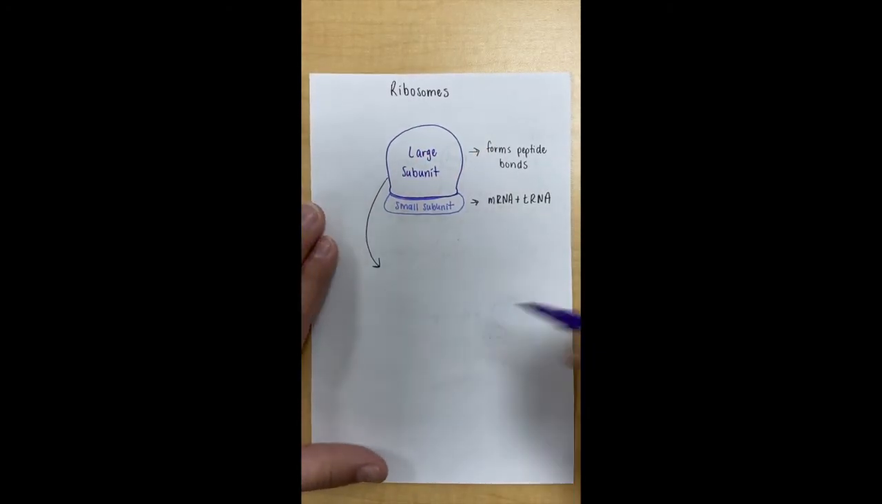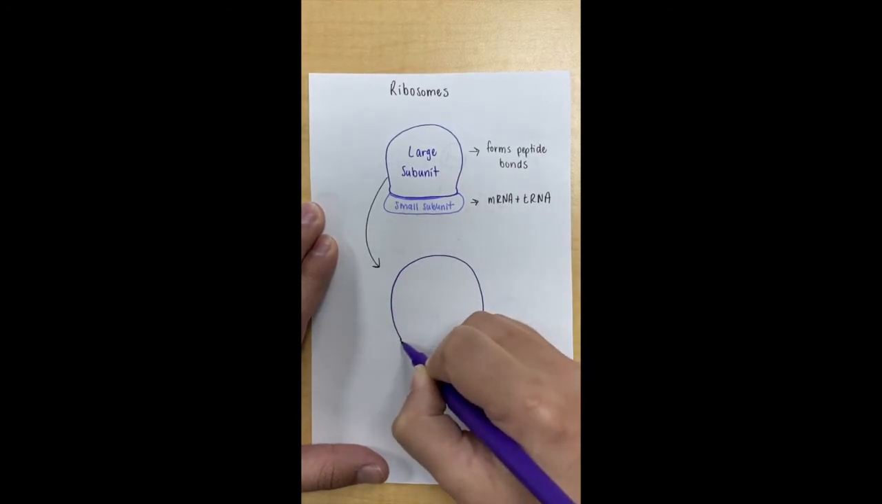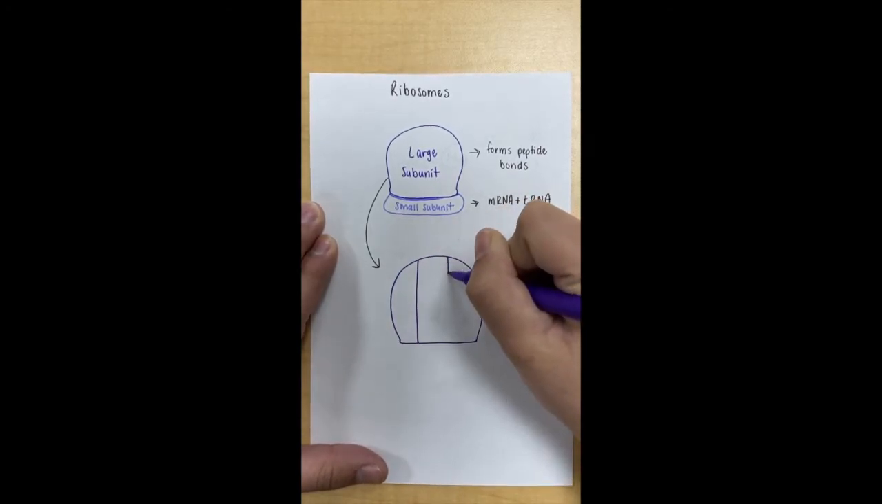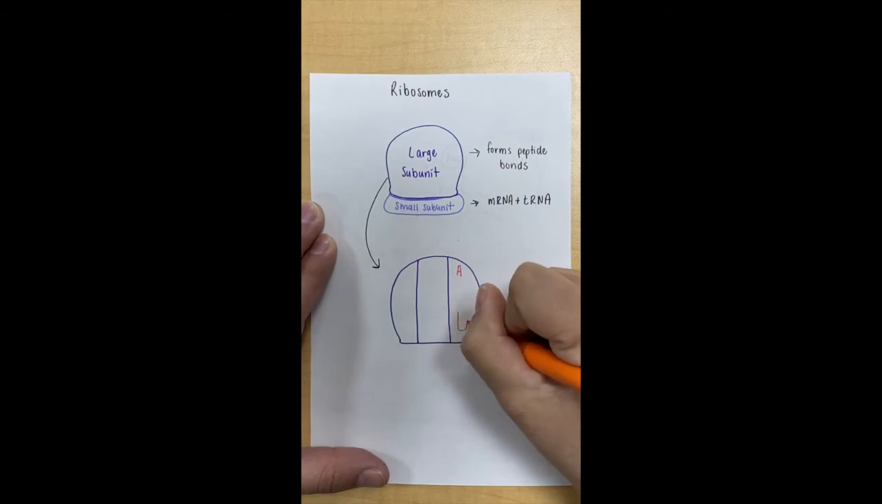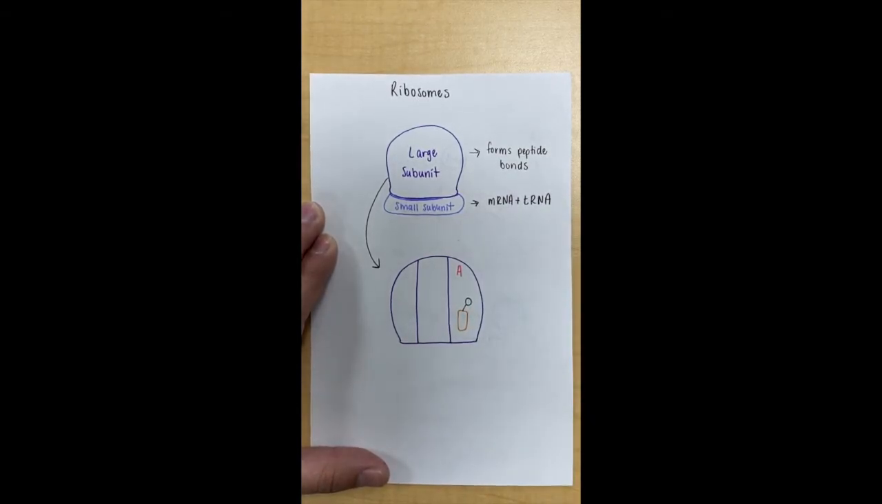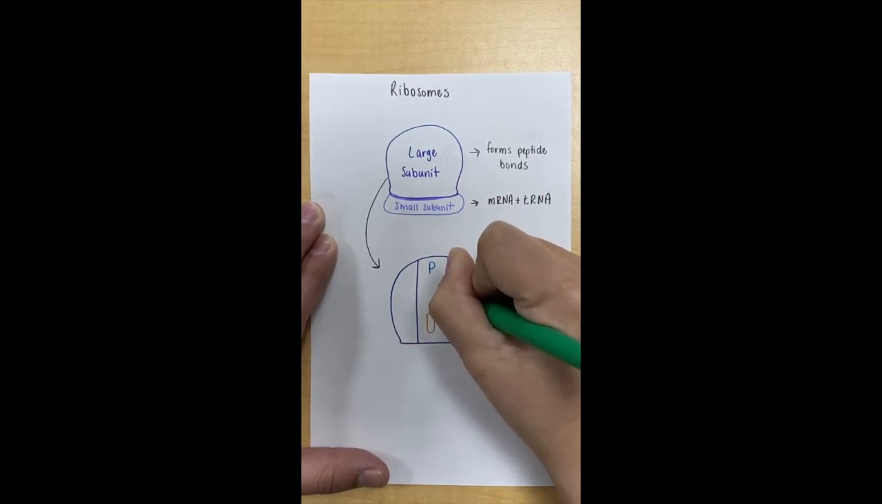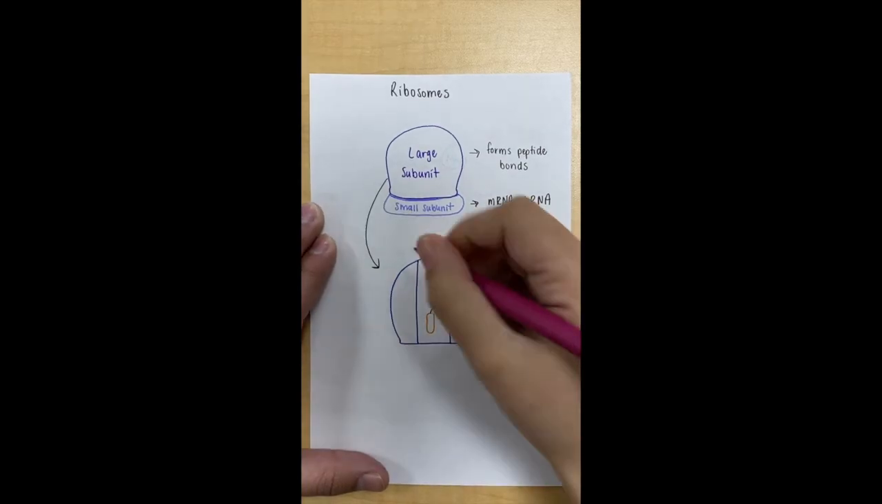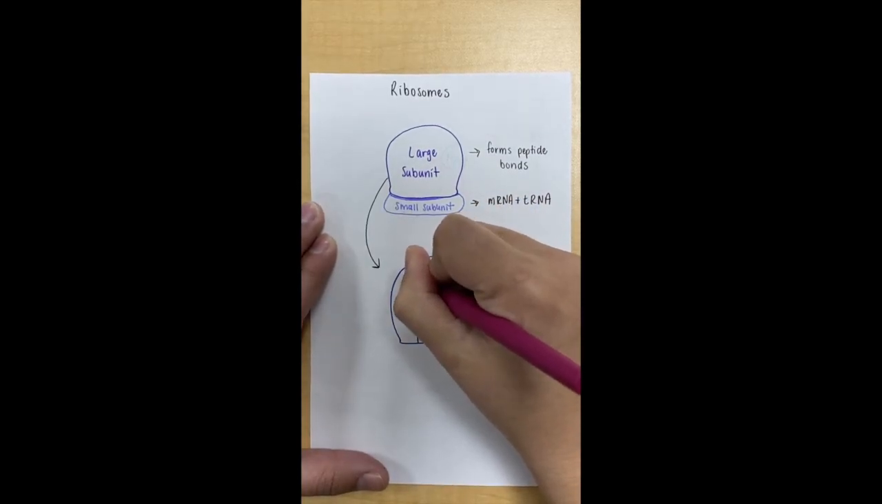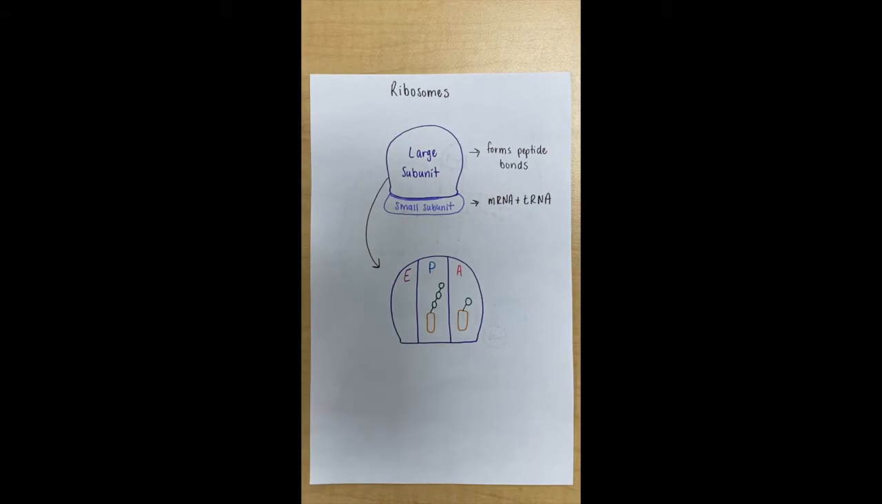In the larger subunit, there are 3 sites or voids. Each is shaped differently for a specific purpose. The first site is the A site, or aminoacyl tRNA. This site carries a tRNA with a single amino acid. The second site is the P site, or peptidyl tRNA. This site carries a peptide chain of amino acids. The last site is the E site, standing for empty. This site should always remain empty of amino acids and tRNA.